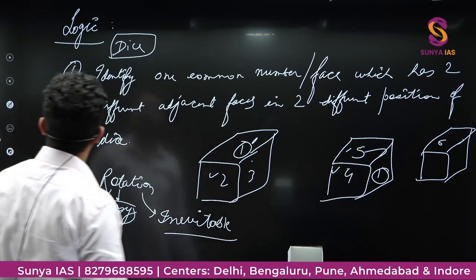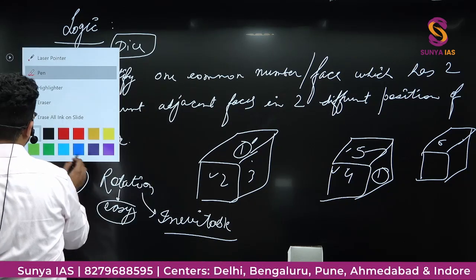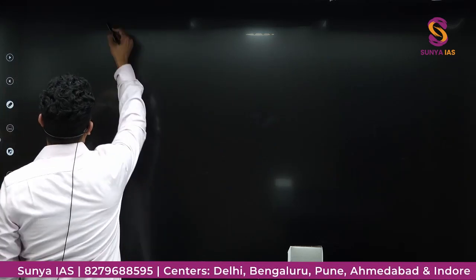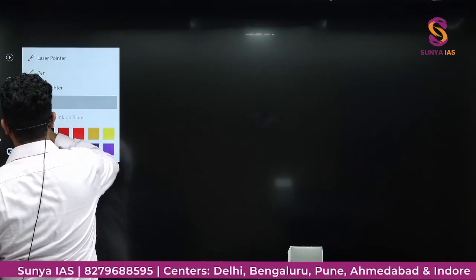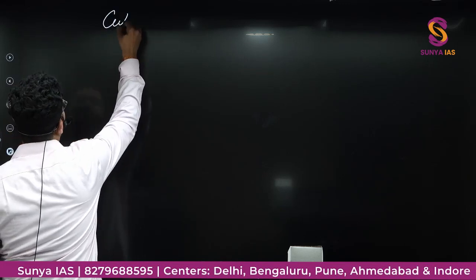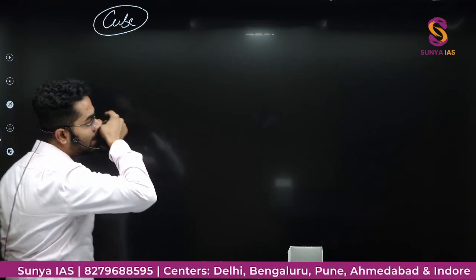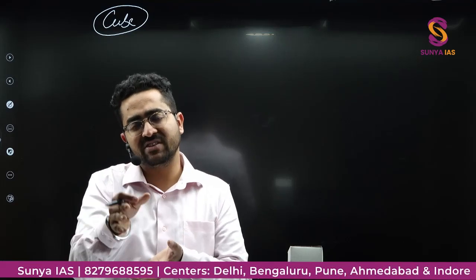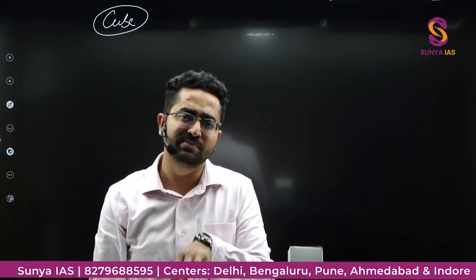Okay, so cube problem, how do we do it? Cube problem where they have painted the cube outside with different colors or maybe with the same color, and then they ask how many cubes are there whose 2 faces are painted, 3 faces are painted, 1 face is painted, or no face is painted, or the cube is not at all painted.